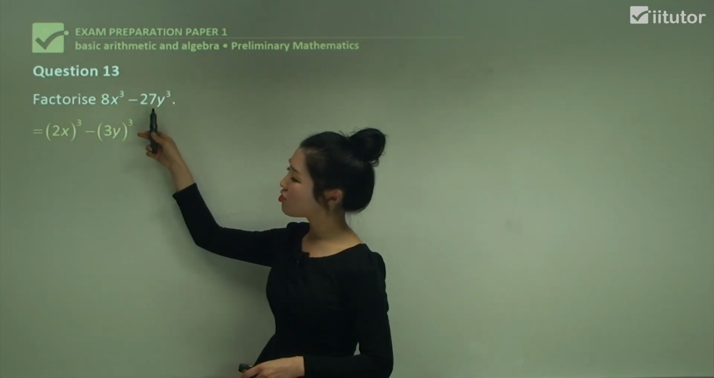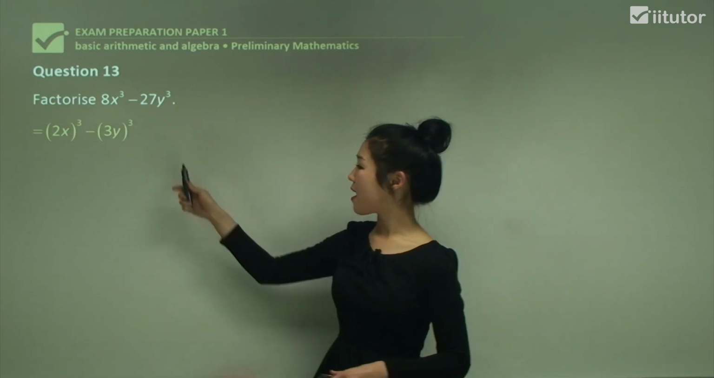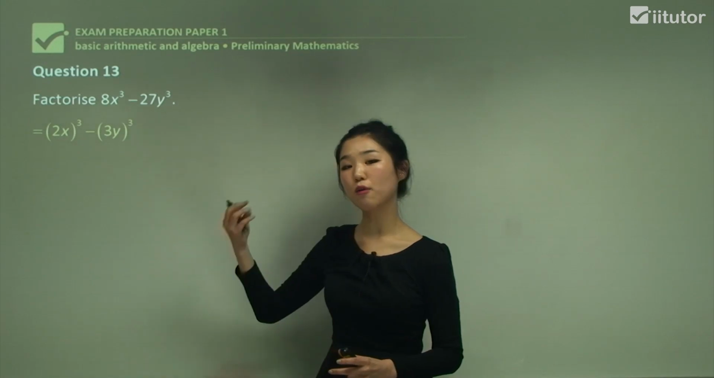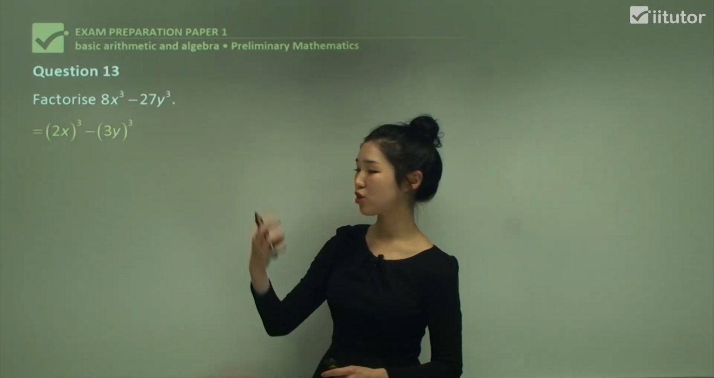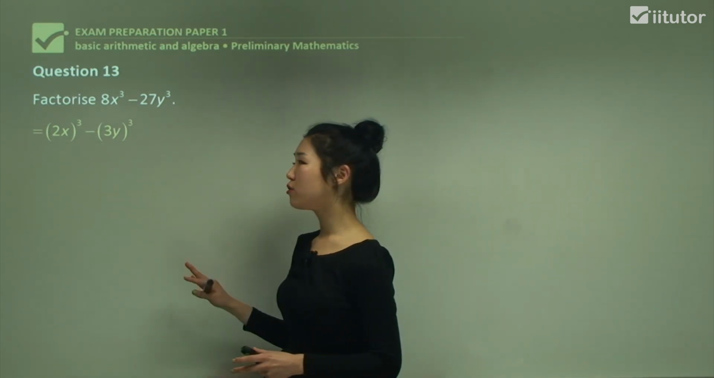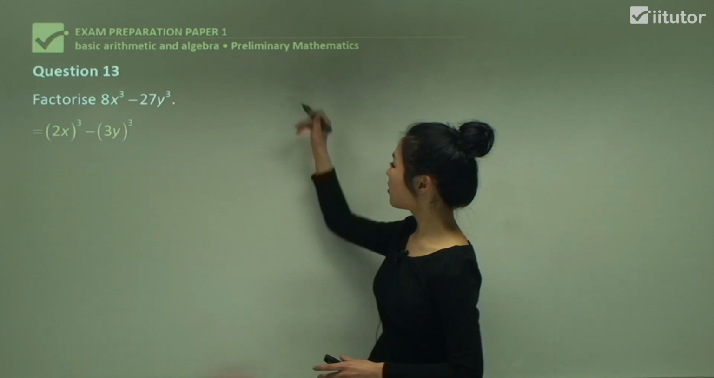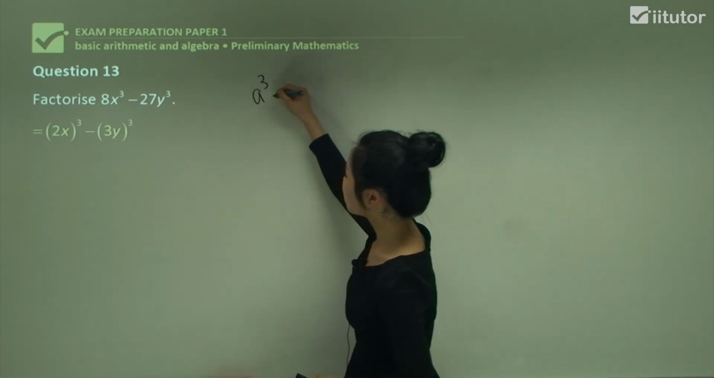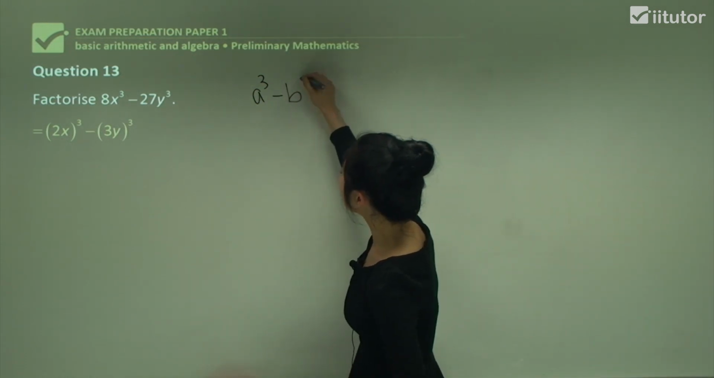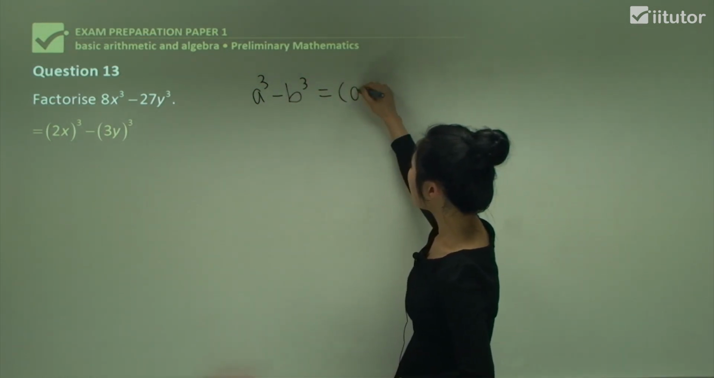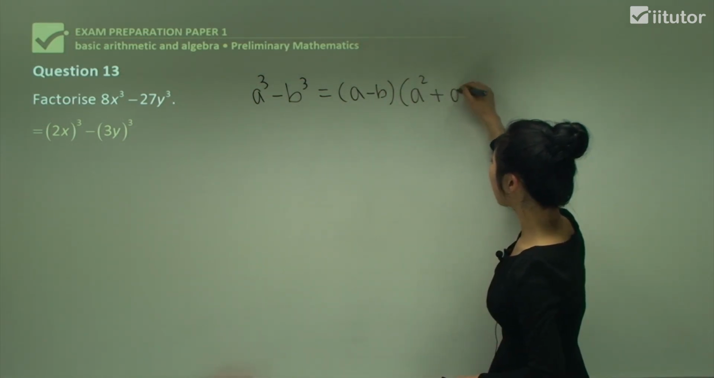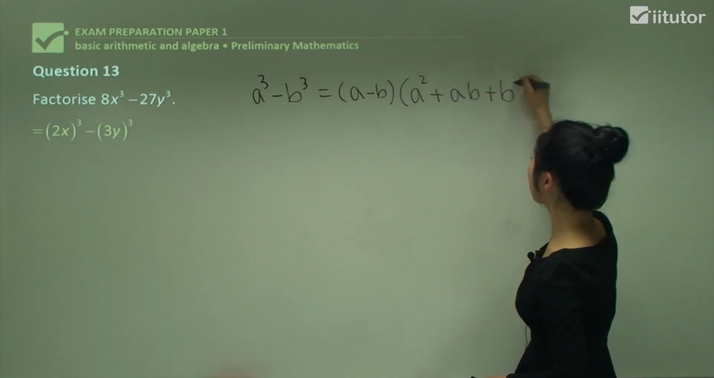And same with 27, you should know that 27 is 3 cubed, and this also has a cube, so you can make that into 3y, the whole thing cubed. Okay, so I've changed it into a cube number minus a cube number. All of you should be able to tell me the rule for factorizing these cubics. I'll just show you over here for those who have forgotten, but promise me you're going to remember them from now on. A cubed minus b cubed is a minus b, a squared plus ab plus b squared.